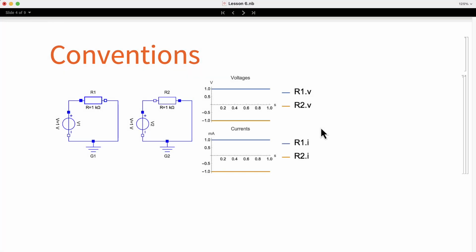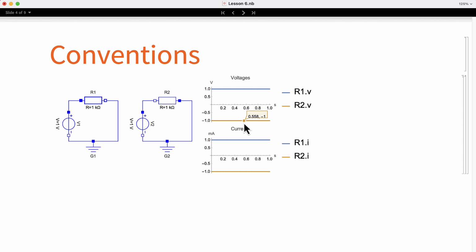Here we have the plots showing the current and the voltages obtained when simulating this circuit. Let's focus on the blue plots, which show the results for the circuit on the left. We can see that the voltage of the resistor is 1 volt, while the current is 1 milliampere. But for the other circuit, we can see the results in orange. In this case, the voltage of the resistor is minus 1 volt.